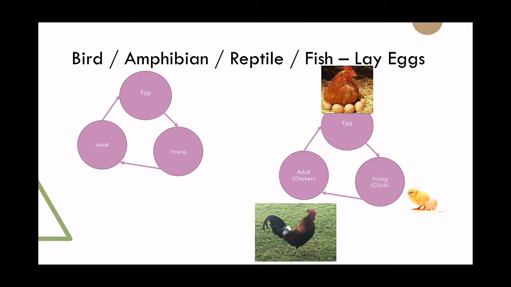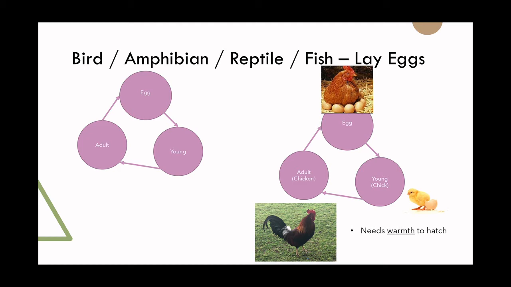So chicken, they lay their eggs outside the body. After that, the hen will sit on it to keep it warm. After that, the egg will hatch, and then you have a young, which is known as a chick. Like I said, if they ask for stage during exam, please use the stage names: egg, young, adult. Then after it will grow up. Male will become rooster, female will become hen.